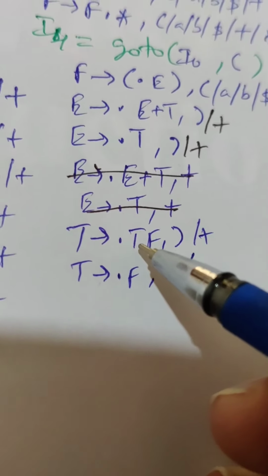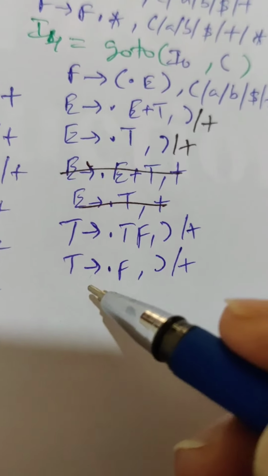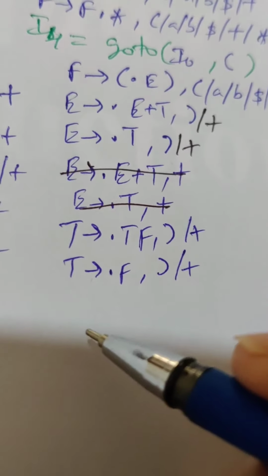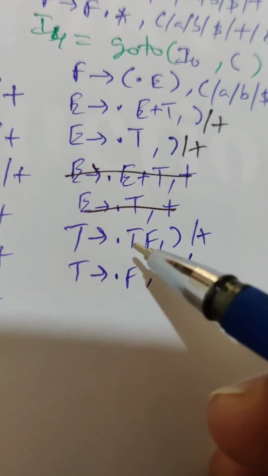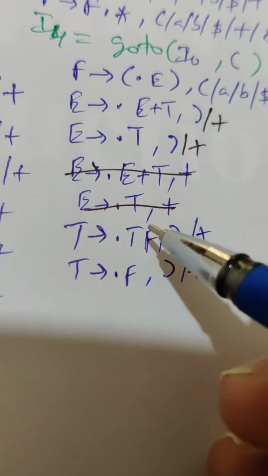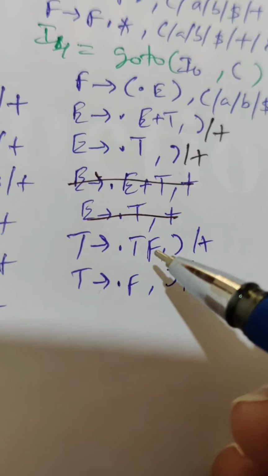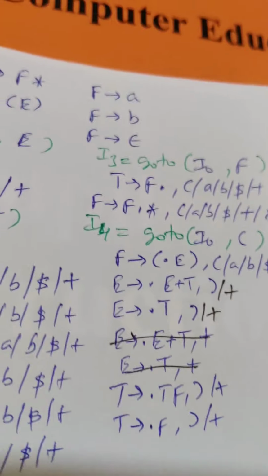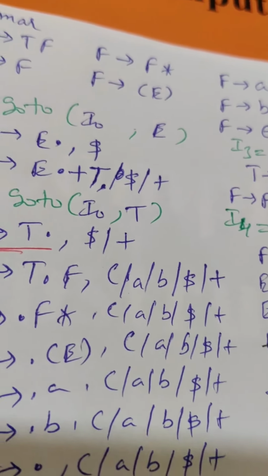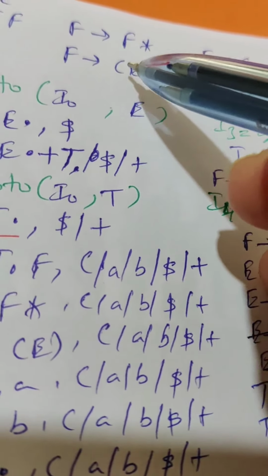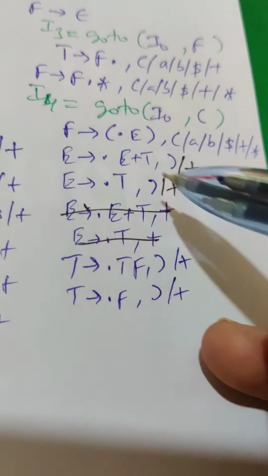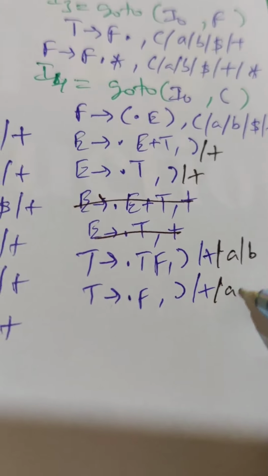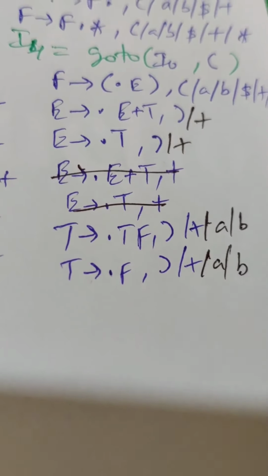Now after dot again we get T here, so we can write the rules of T here, and the lookahead of those rules will be first of F. First of F will be the same as what we discussed earlier: open bracket, A or B, or epsilon. So we write right here A or B, and it can be open bracket as well.